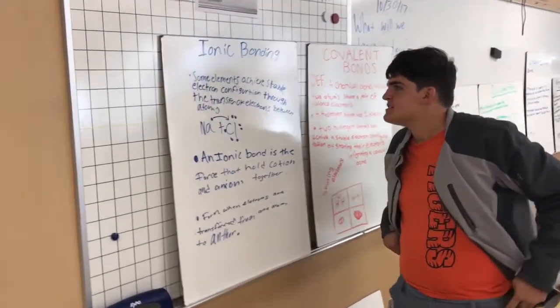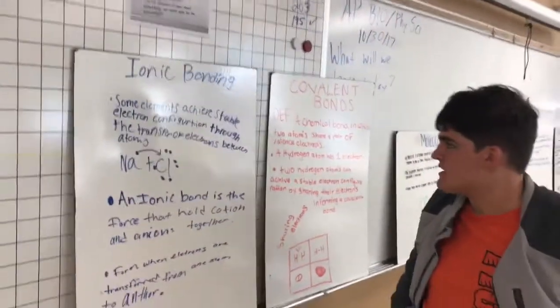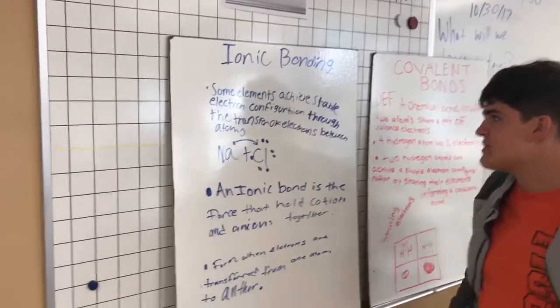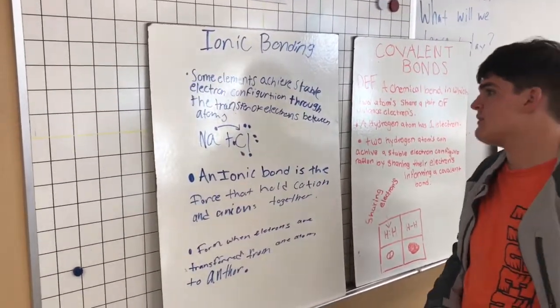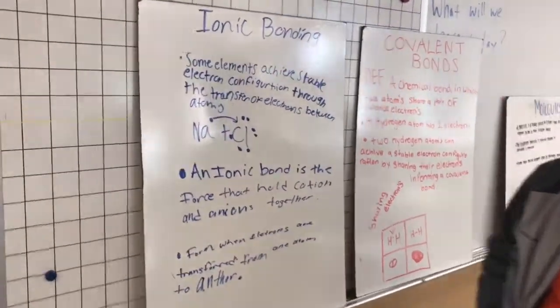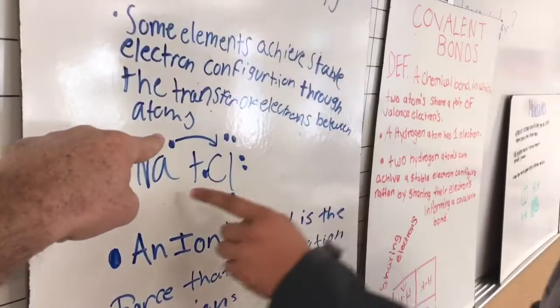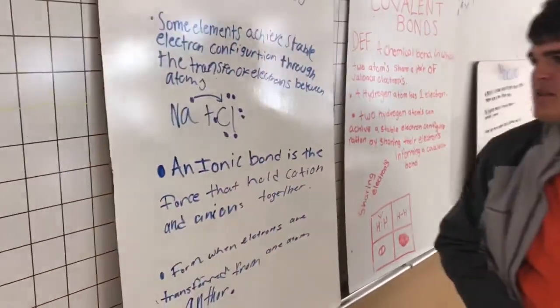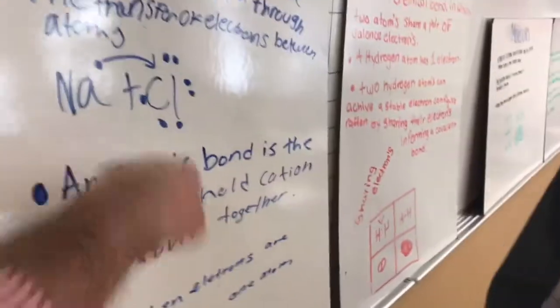Ionic bonding. Some elements achieve stable electron configuration through the transfer of electrons between atoms. This is our picture. So what are we seeing in the picture? We're seeing one of the electrons getting transferred over here to who? To the other element, chlorine.